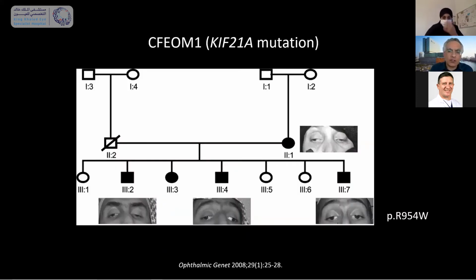CFEOM1 is autosomal dominant. It's not more common in this region than anywhere else, but it's the most common form of CFEOM in the world. Very interestingly, most of the patients all over the world have the same mutation, or at least in the same residue, as did the Saudi family. It's a hotspot for mutation. When you see this phenotype, you're almost always dealing with mutation in this gene, KIF21A, but in this particular spot.